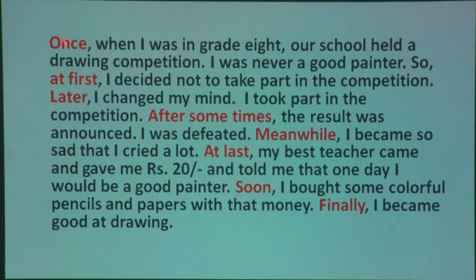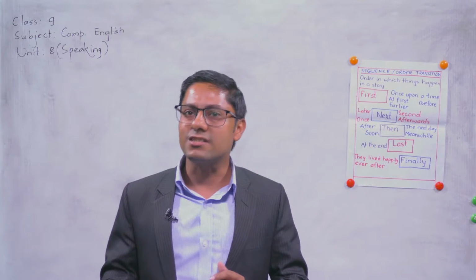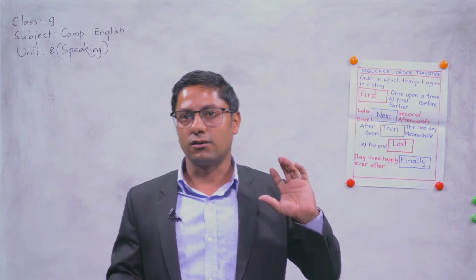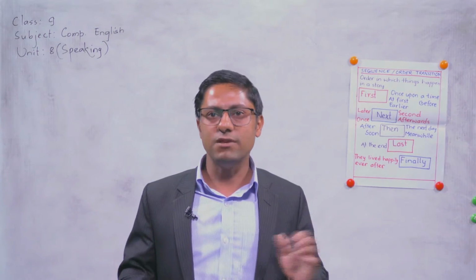See there, different transition words are used in this text also. You can see the words highlighted there. They are in red color. For example, once, at first, later, after some time, meanwhile, at last, soon, finally. See there, as I have already told you, the word once is used instead of the term first as shown in the chart before.